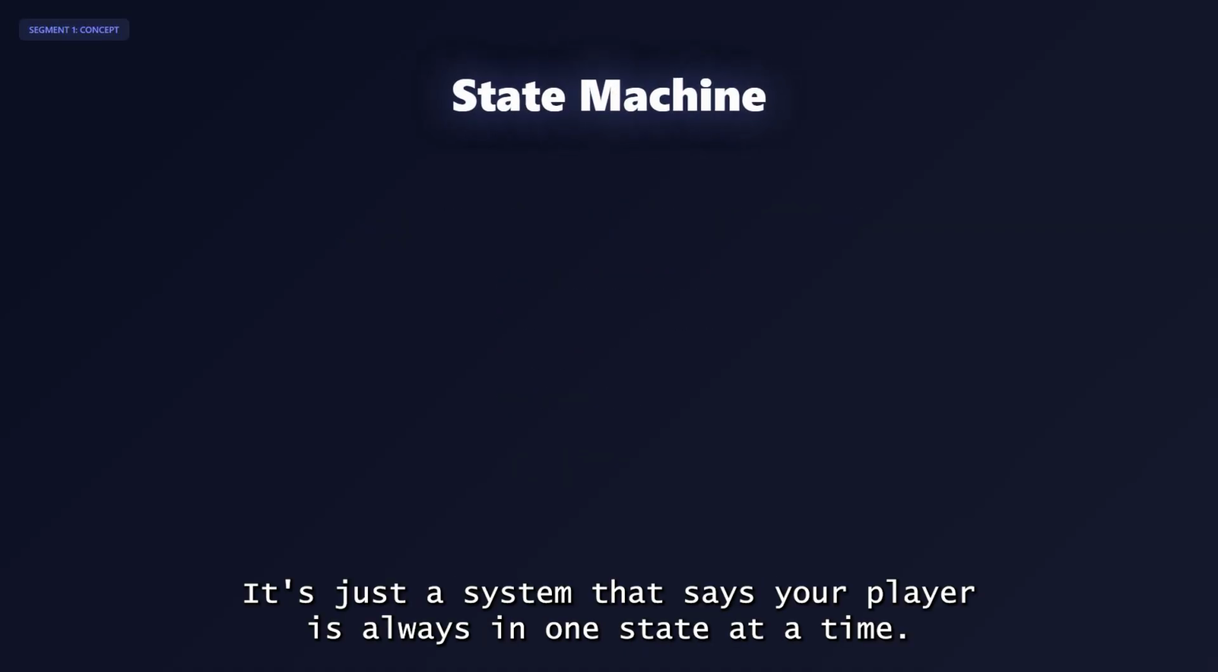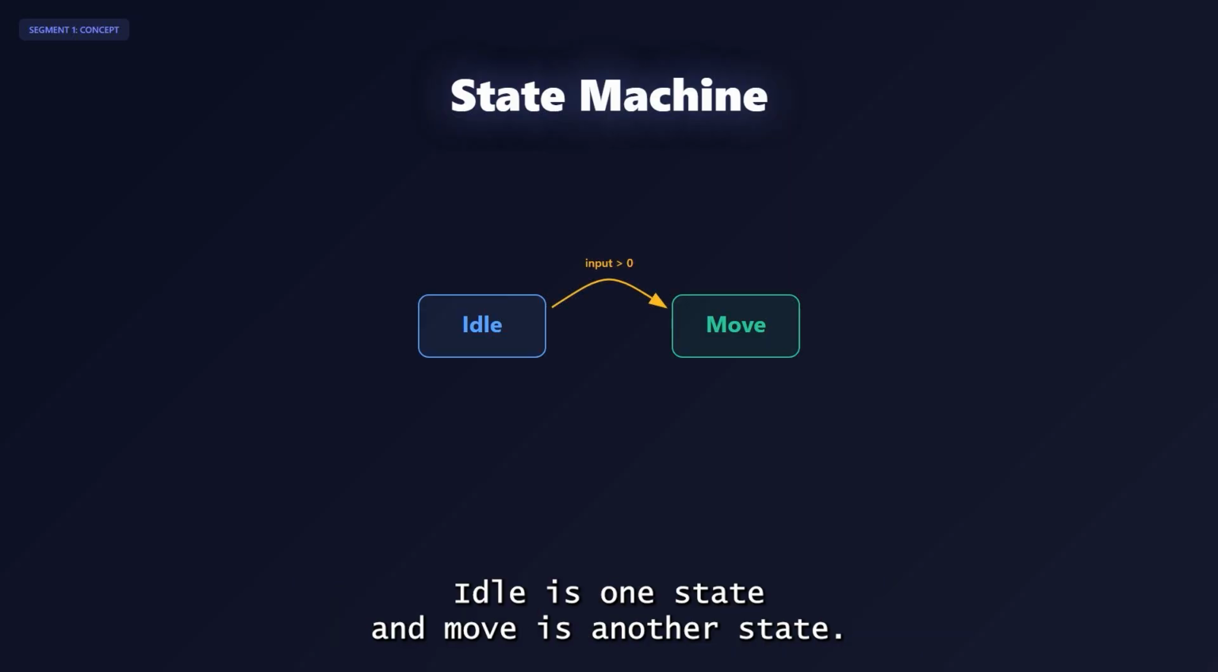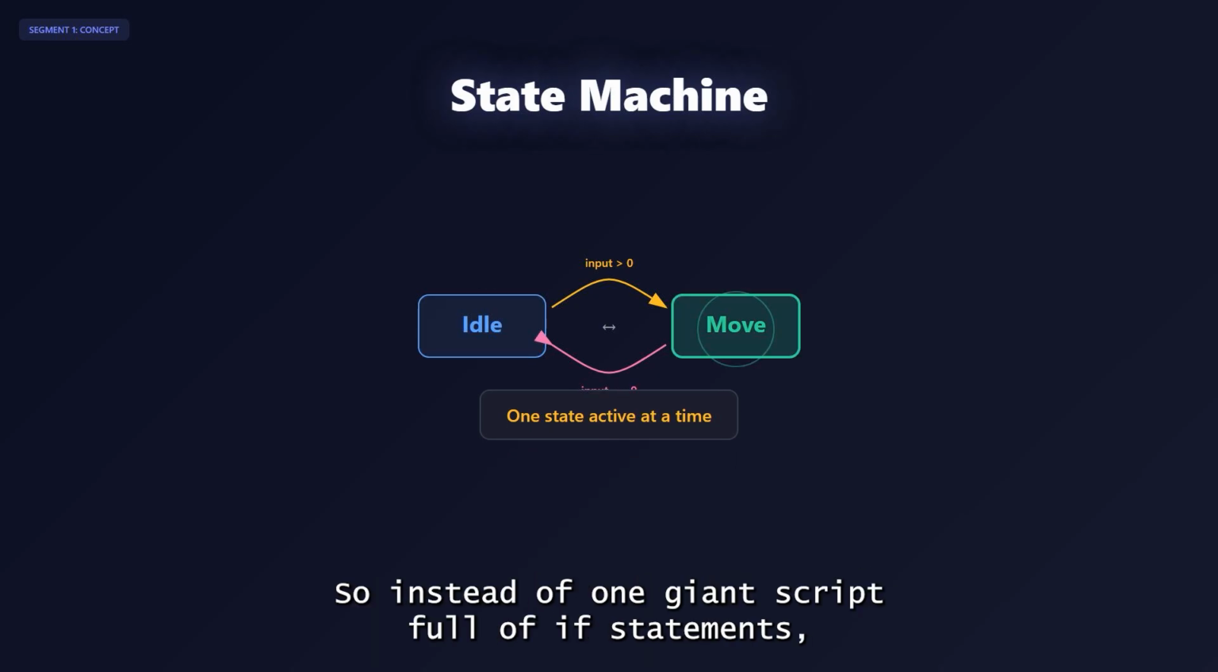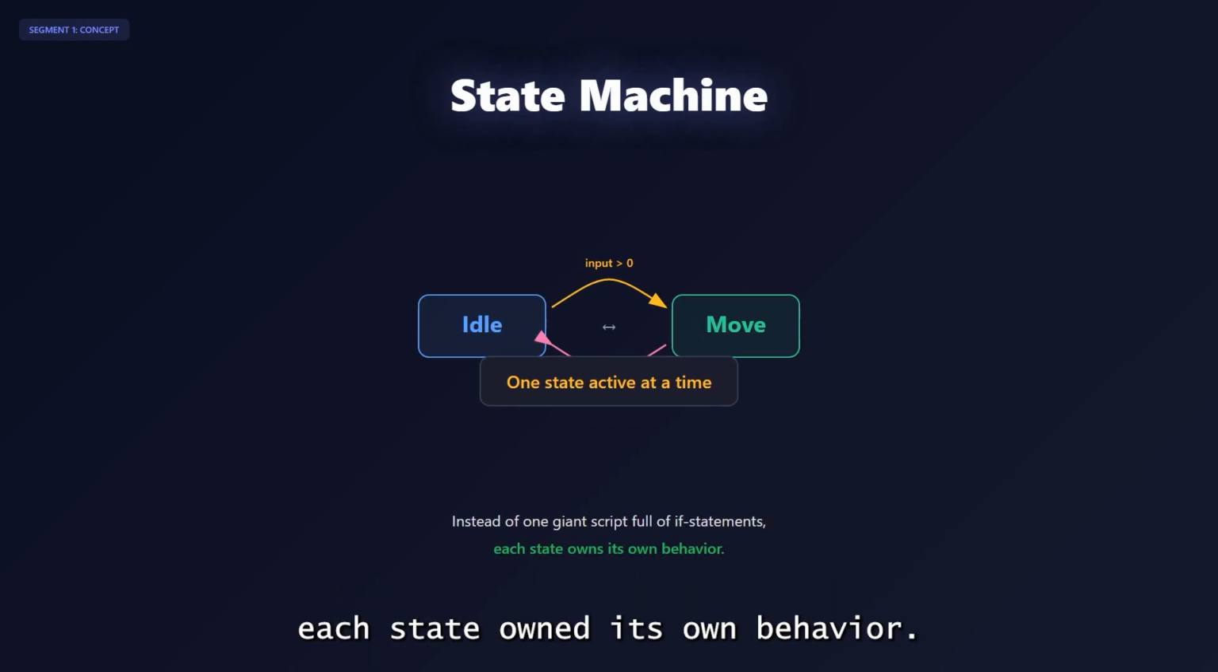A state machine is just a system that says your player is always in one state at a time. Idle is one state and move is another state. And a transition is just a rule that decides when to switch. So instead of one giant script full of if statements, each state owns its own behavior.